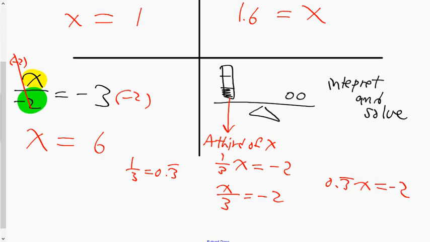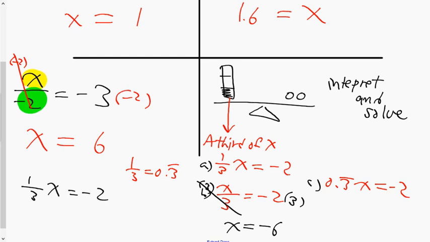Now, if I put an A, a B, and a C here, which one is the most common way for us to interpret that? B would be the most common way. We're going to say B because a third of x is simply x divided into 3 parts. And the reason why we like that is because we'd multiply both sides by 3 to isolate the variable. X equals -6.